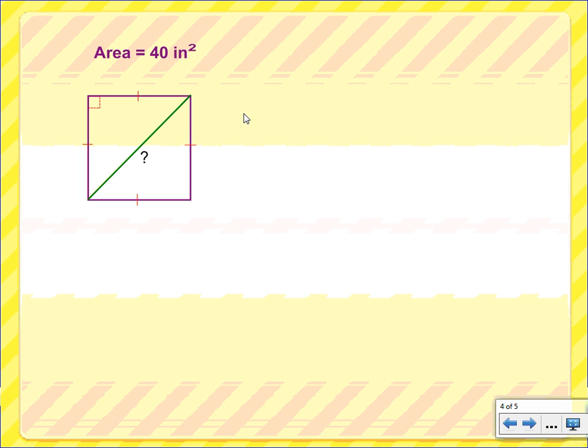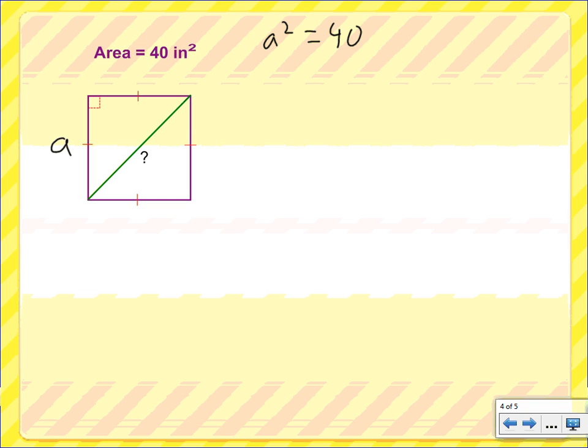Now, to find the diagonal, I'm going to need to know the lengths of these two sides. If I know these two sides, then I'll be able to plug into the Pythagorean theorem to find the hypotenuse. I don't know the sides right now, but I do know the area. If I have a side, I'm going to call this side A. What do I do with that side to get the area? I square it. If I square the side length of the square, I get the area. So I know A squared must equal 40 square inches.